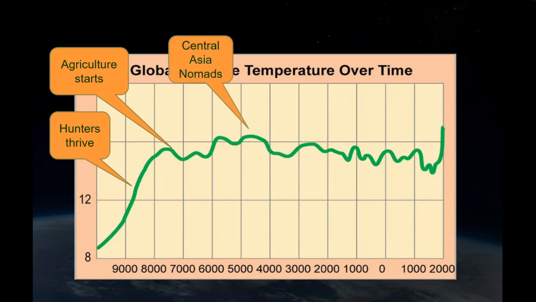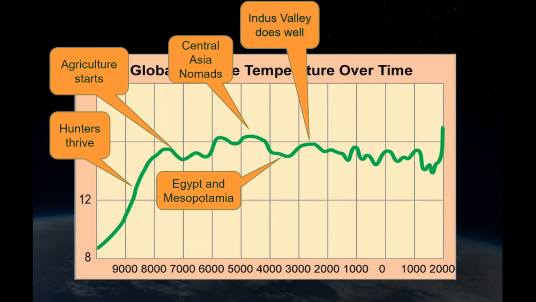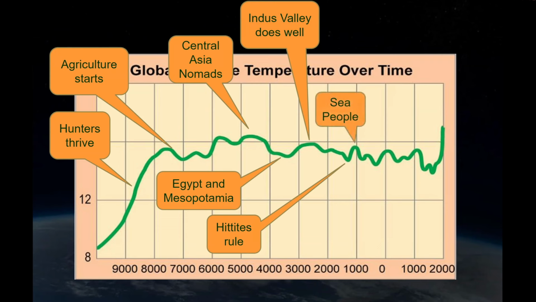The Central Asian nomads, again, we've got another lesson about that, did well during a very warm time about 4,500 years ago. Egypt and Mesopotamia did well during a more cool time when the desert moved further south. The Indus Valley did pretty well when it was warmer, and the Hittites ruled during a pretty cold time, and the desert moved south, and Turkey was a little bit rainier. The Sea Peoples came and ended what's called the early Bronze Age civilization about 1,200 years ago. Classical Greece was during an exceptionally cool time.